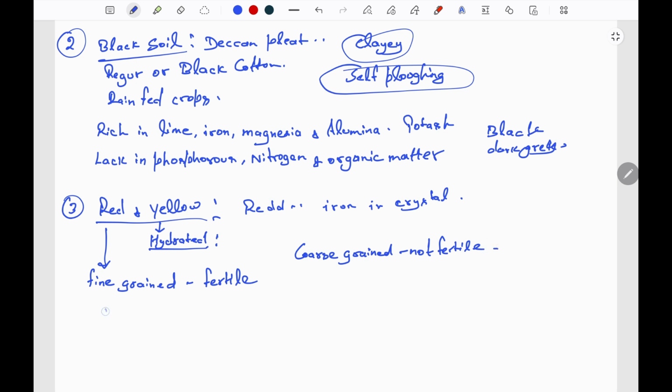They are also poor in nitrogen, phosphorus, and humus. Basically, every type of Indian soil is deficient in phosphorus.